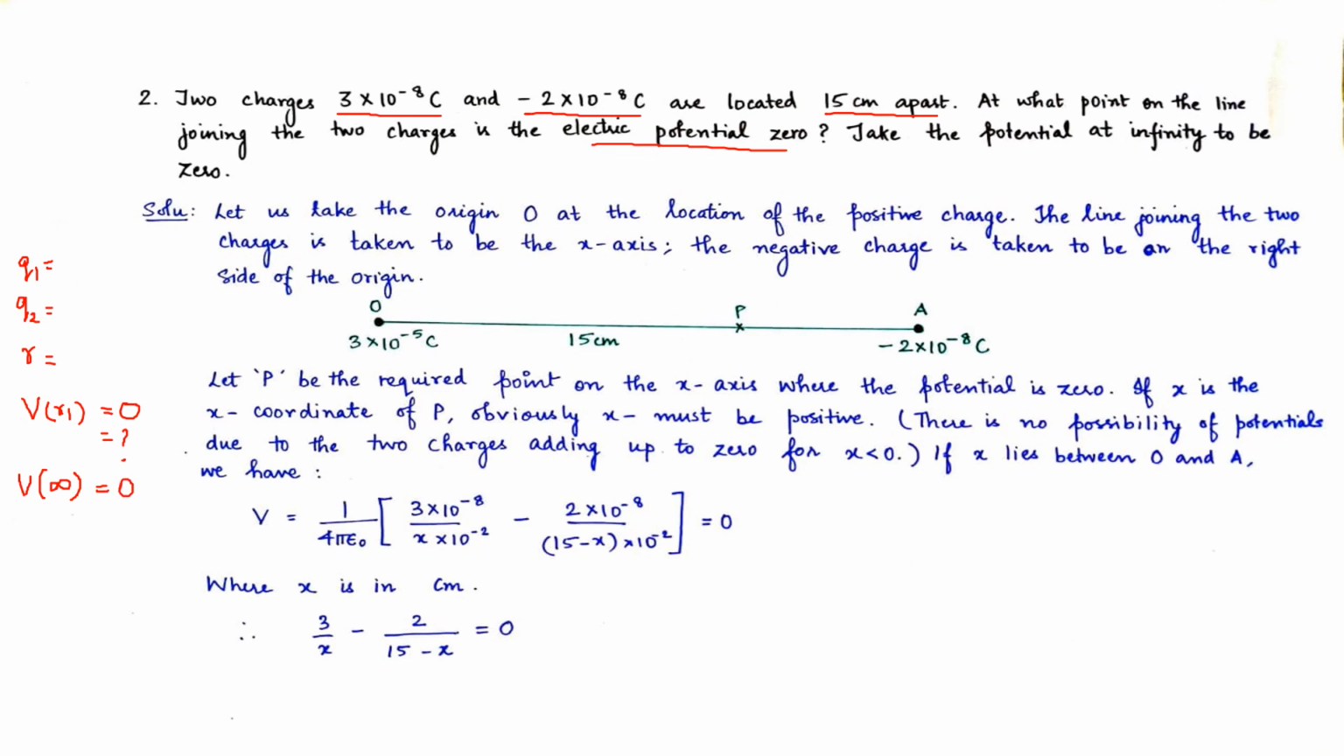So we know the value of Q1, the first charge, is 3 into 10 to the power minus 8 coulomb. The other charge is minus 2 into 10 to the power minus 8 coulomb. And the distance is 15 centimeter. As we solve, we will convert it into meter, and while converting it into meter, it will be multiplied with a factor of 10 to the power minus 2. So the term will be in SI unit of meter.